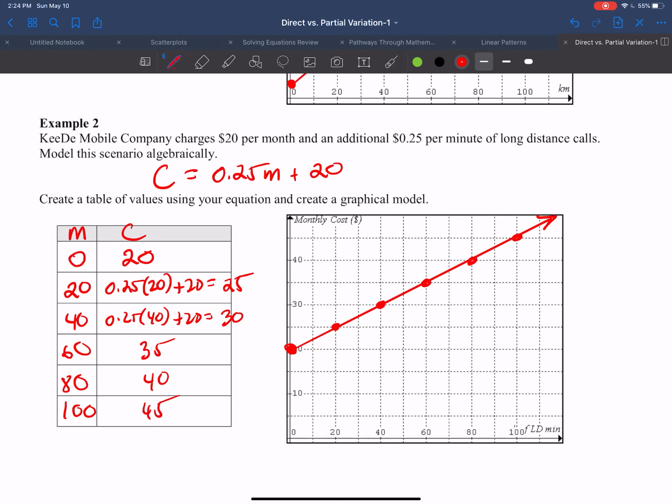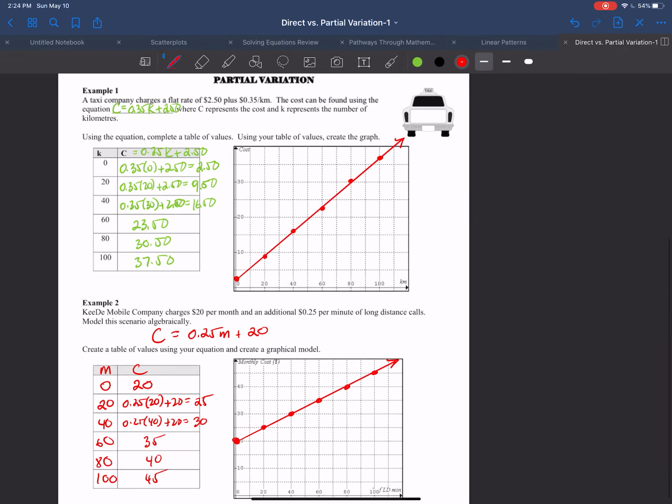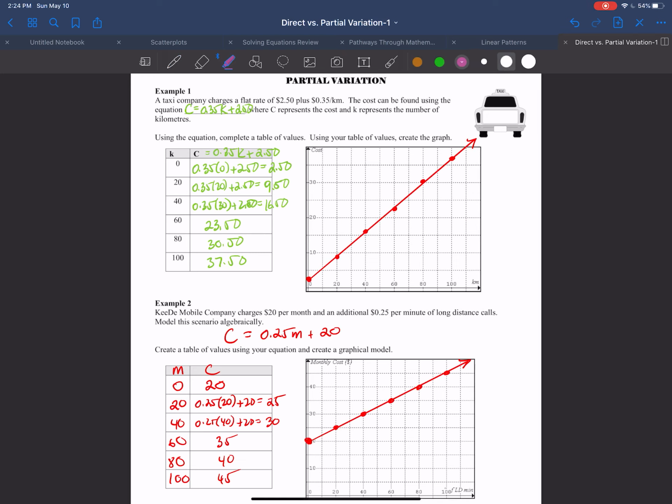All right, so now let's look at the similarities between these two. First, let's look at the equation. In the equation up here, I have both a rate of change and an initial value. Same thing here. I have a rate of change and an initial value. So we're adding something. As soon as I add or subtract something in the equation, we have partial variation. So that's what you're looking for, any adding or subtracting. With direct, we only had the multiplication. That was it.